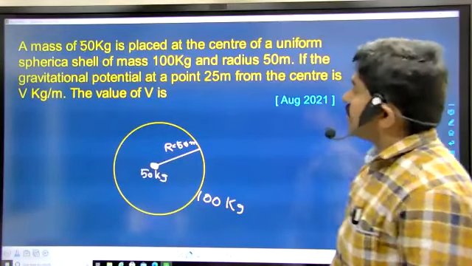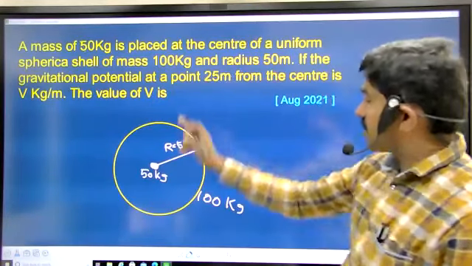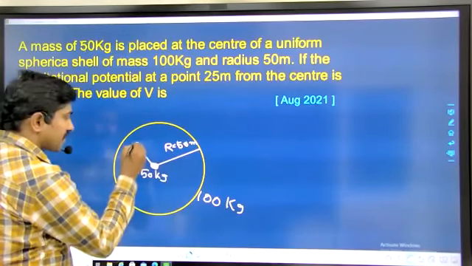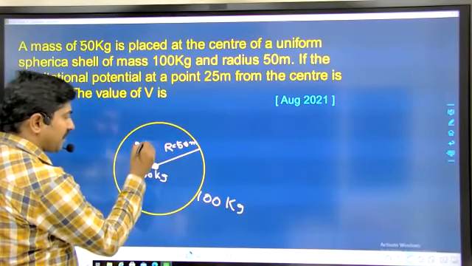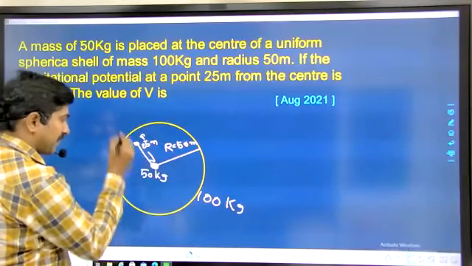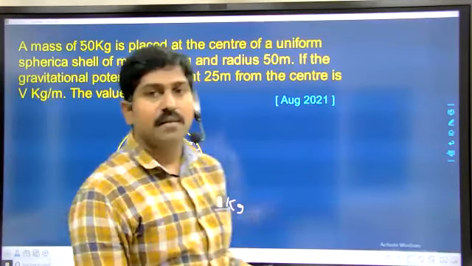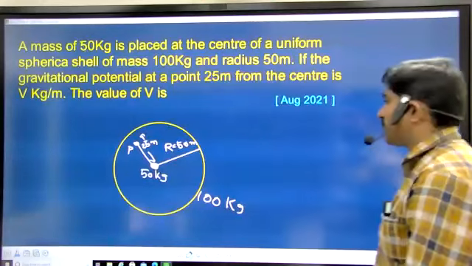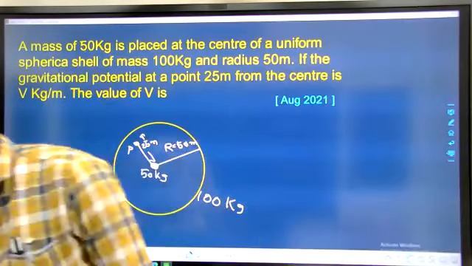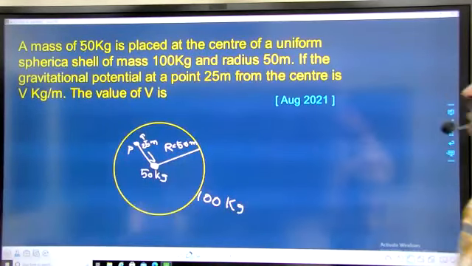Now the question is, if the gravitational potential at a point 25 meters from the center is V, that means from the center to this particular point it is 25 meters. At this point P, let me consider, you have to calculate gravitational potential. See, how can you calculate that? Can anybody give the answer for this? Okay, try to give the answer for this.